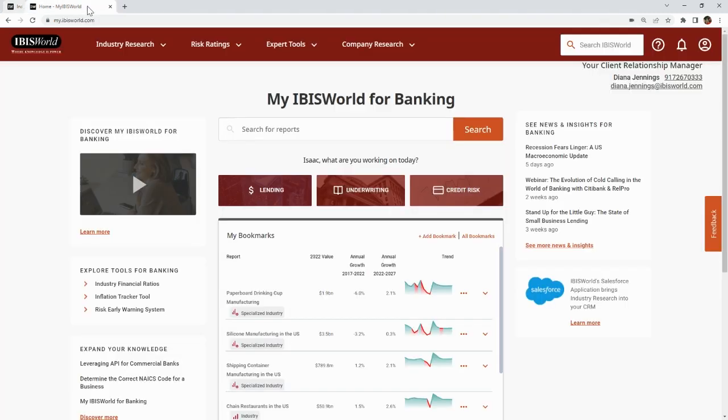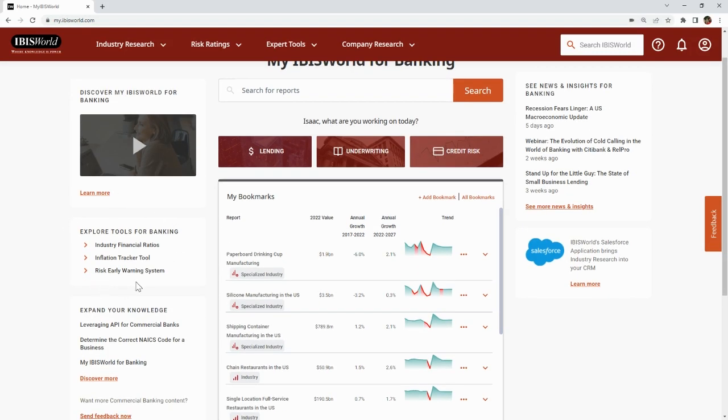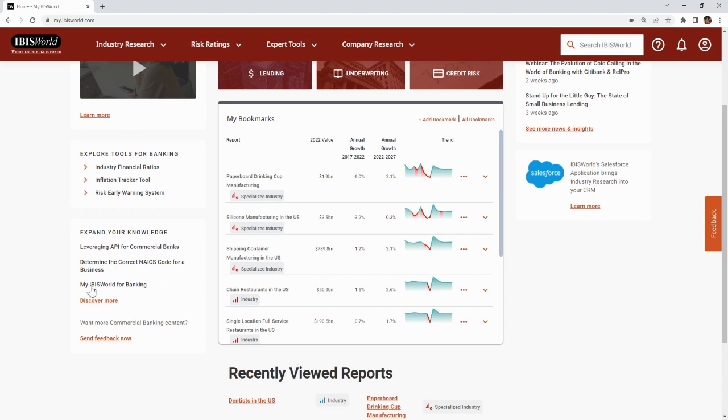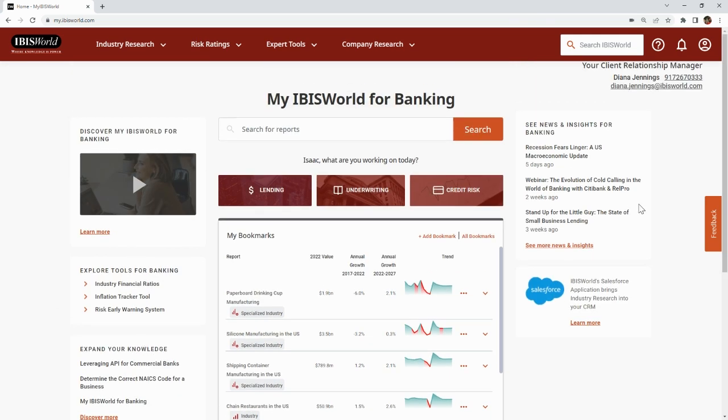For banking specifically, we feature My IBISWorld for Banking, which assists you in finding content that's specific to your role, offering a personalized experience for you. You'll notice right on the left-hand side here some different tools for banking professionals, an ability to expand your knowledge with some additional content that we offer, as well as news and insights of some of the latest information IBISWorld's putting out there.